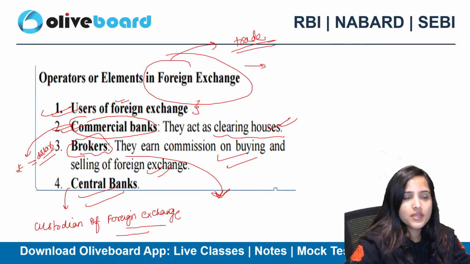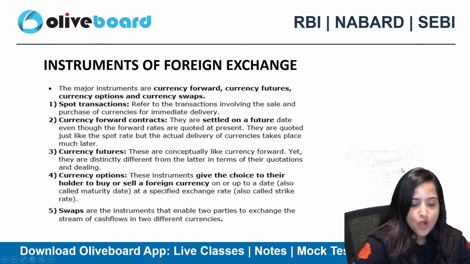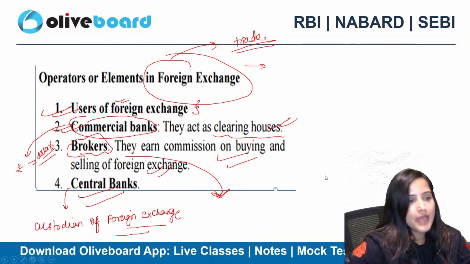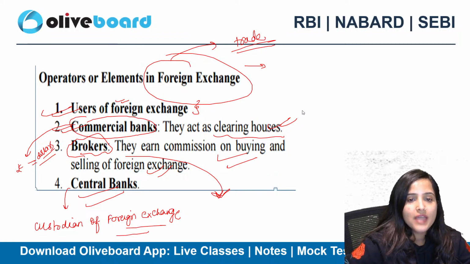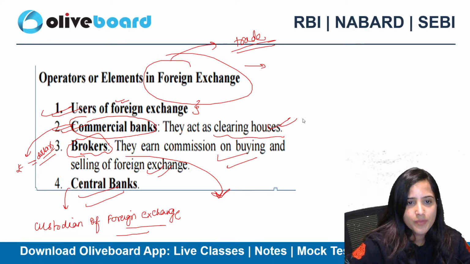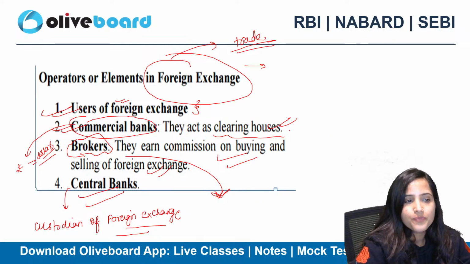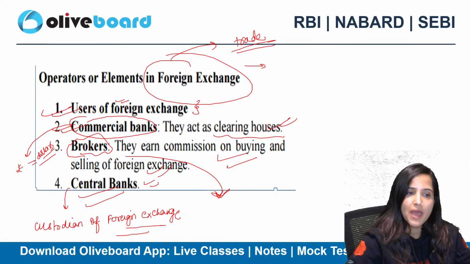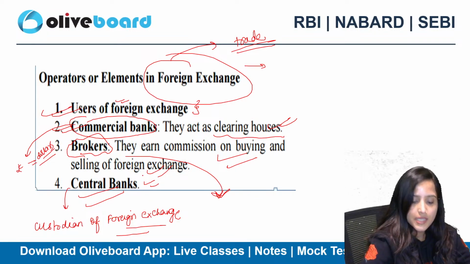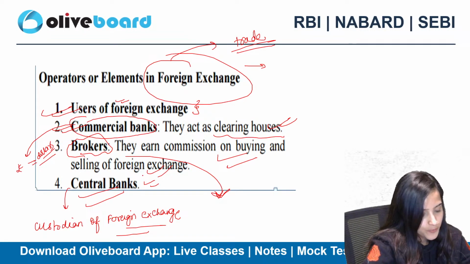So who are the operators or the elements in foreign exchange? Users of foreign exchange, those who use foreign exchange on a regular basis. And the brokers, who act as intermediaries, and the commercial banks who act as clearing houses, and central banks, the custodian of foreign exchange, where our foreign exchange actually lies. That is the function of a central bank in the foreign exchange market. Clear? I hope this is clear. If there is any doubt, you can ask me in the comment section. I hope things are clear till now.